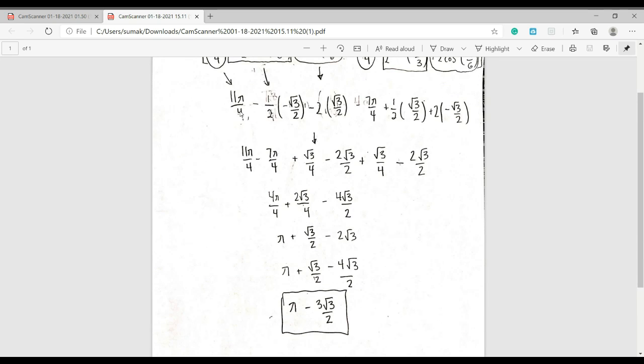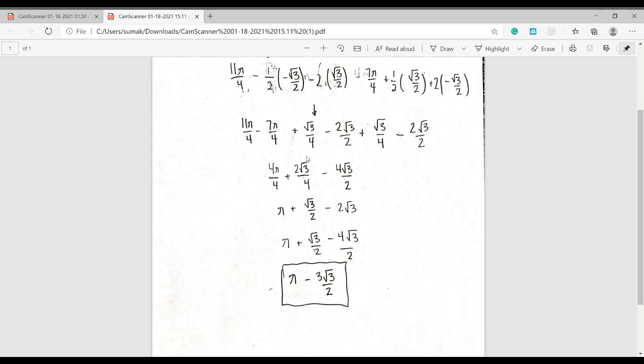So I have 11 pi over 4 and 7 pi over 4, so I did 11 pi over 4 minus 7 pi over 4. And then I just multiplied these, so I got root 3 over 4. And then I multiplied these below, and I got negative 2 root 3 over 2. This is ignored here because we have it right here. And then we have 1/2 times root 3 over 2, which gives root 3 over 4, and positive 2 times negative root 3 over 2, which gives negative 2 root 3 over 2.